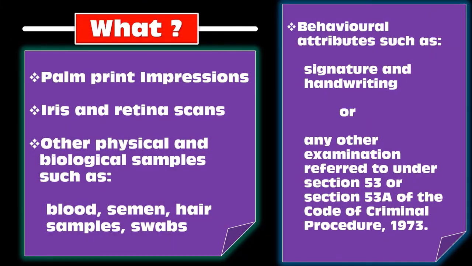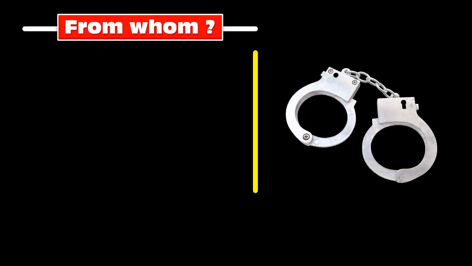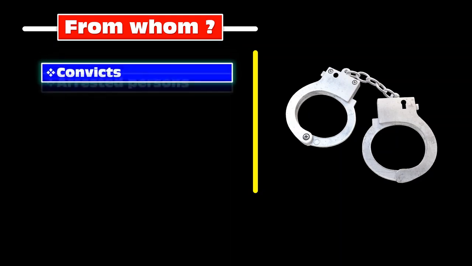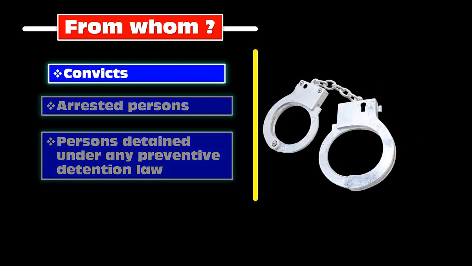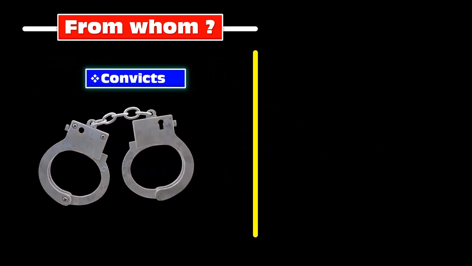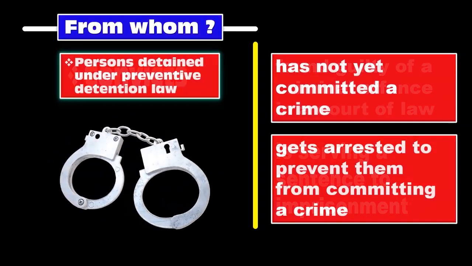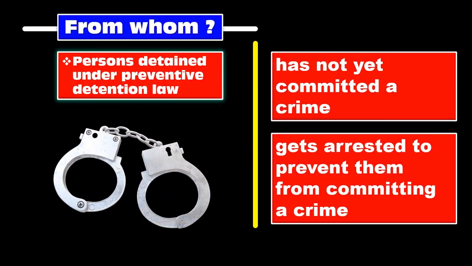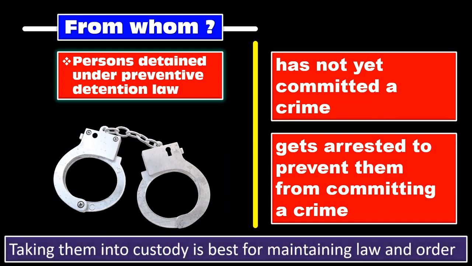Alright, we have seen what can be collected, but from whom can it be collected? The answer is all convicts, arrested persons, and persons detained under any preventive detention law. A convict is a person found guilty of a criminal offense in a court of law and is serving a sentence to imprisonment. In preventive detention, a person who has not yet committed a crime gets arrested to prevent them from committing a crime. The assumption is that taking them into custody is best for maintaining law and order.